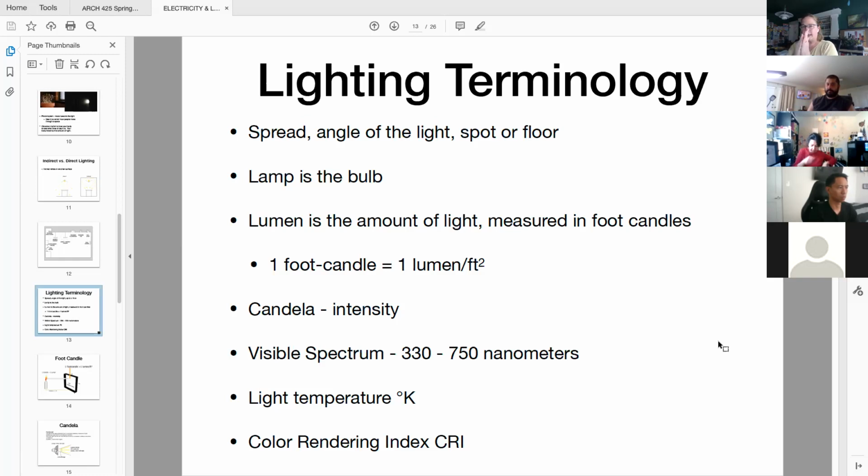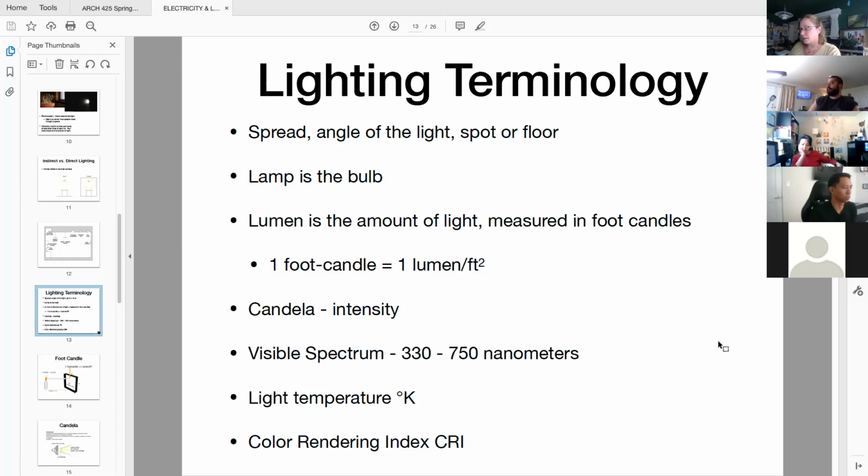It's the angle of the light that the fixture is giving out. A lot of fixtures have options on angles, or the type of bulb that you specify with the fixture can also have different angles for spread. When you're talking about lighting, the lamp is your light bulb. The lumen is the amount of light, like the volume of light that you're getting. And that's measured in foot candles, based on 1 lumen per square foot equals 1 foot candle.